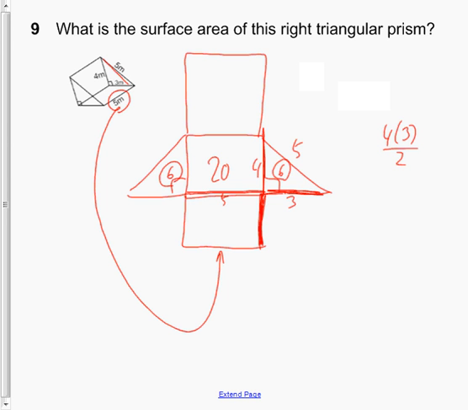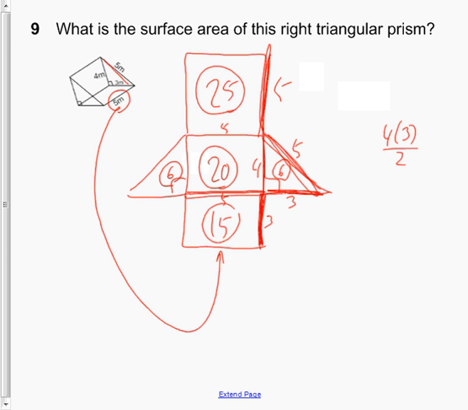If you folded that up, this would also be 3, wouldn't it? Right? So this would be 15. This is 20. And if I folded this up here, do you see how the 5 and this side would kind of line up to each other? So this would be 5, and this would be 5, so this would be 25. So looking at it strictly from a net, those are my 5 faces. 25 plus 20 is 45, 50, 60, 72 square meters is the surface area of that triangular prism.